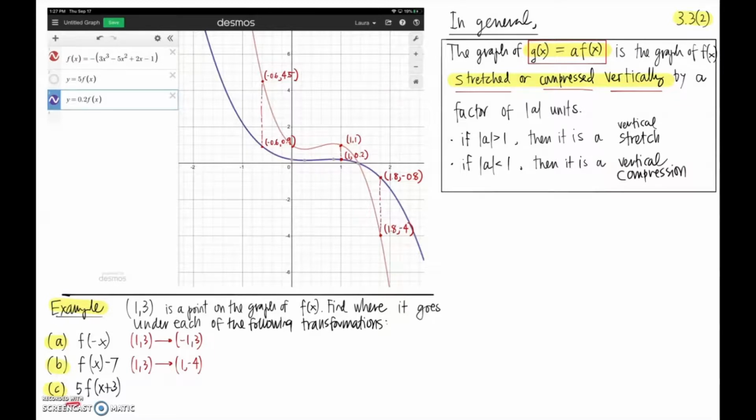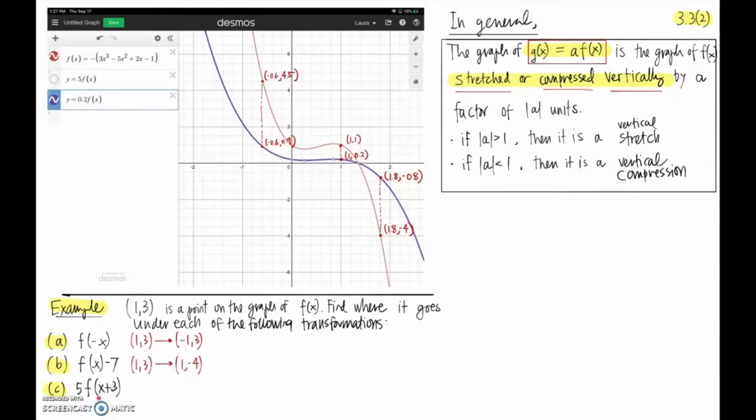Okay, here's an interesting one because it looks like we've got a couple of different transformations going on. It's getting stretched vertically by a factor of 5. And we also have a horizontal shift, which should be a shift to the left 3 units. We'll take this one first because it is a transformation having to do with the input, and then we'll do the transformation on the output second.